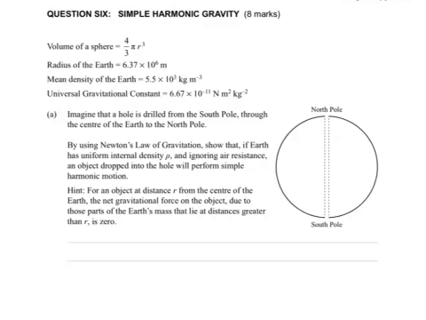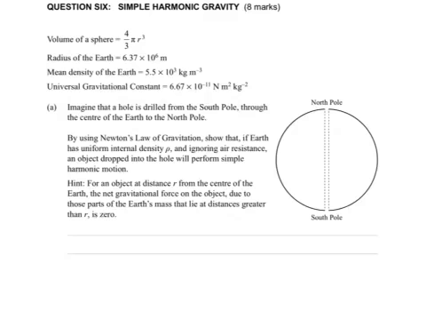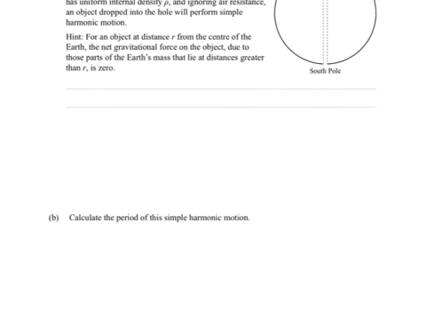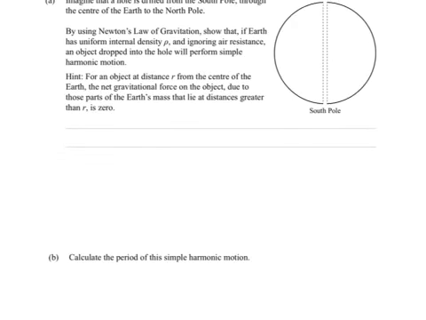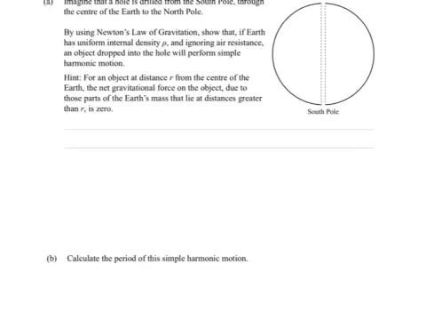And by using Newton's Law of Gravitation, we have to show for uniform internal density ρ, which is given above, that an object dropped into the hole will perform simple harmonic motion. We've got a hint there which is very helpful. Any mass that is outside the immediate radius, we can ignore. So we don't need to take anything outside of that into our calculations.